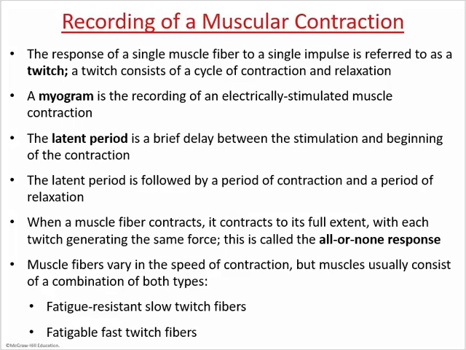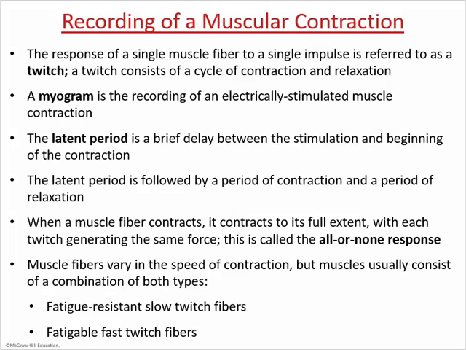Now, different fibers have different speeds of contraction. So the ones that do it quickly are called fast twitch, and the ones that do it slowly are called slow twitch. Now, the advantage to the fast twitch muscle fibers is that they respond very quickly, but they fatigue very quickly. The slow twitch fibers respond more slowly, but they fatigue more slowly.